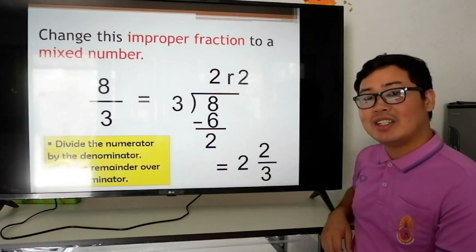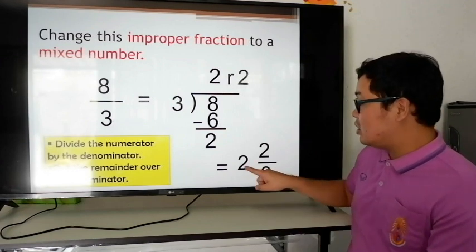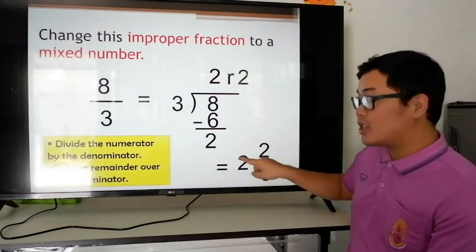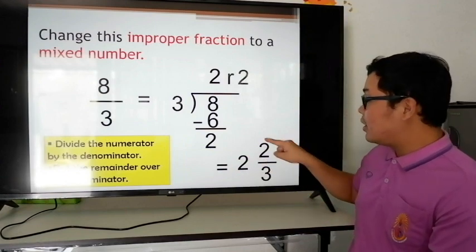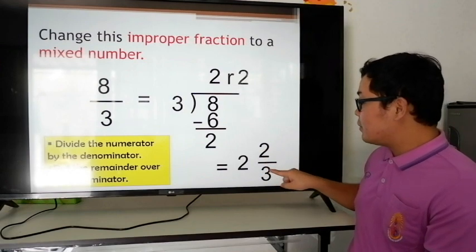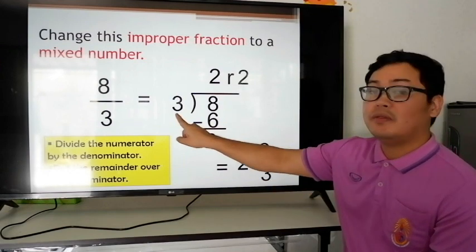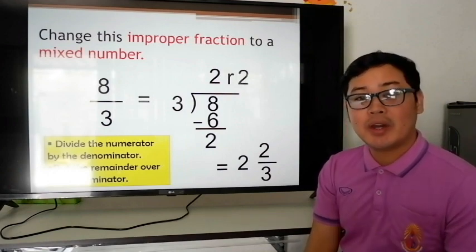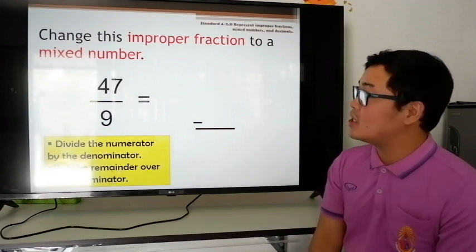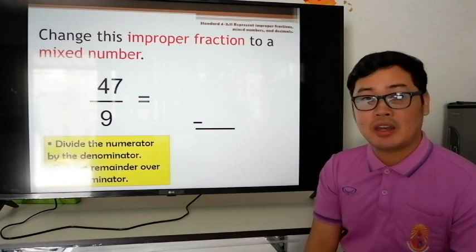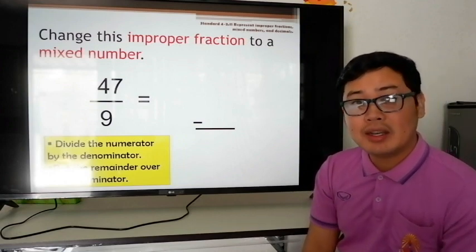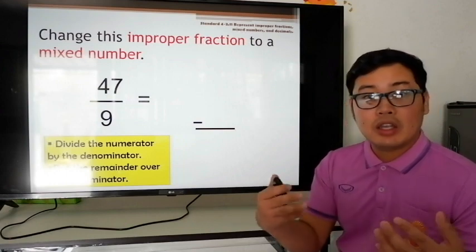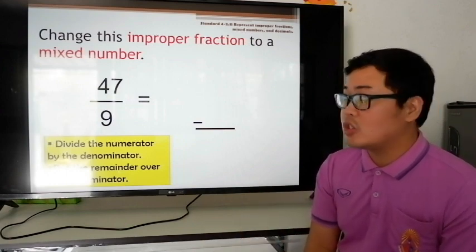Okay, do you understand, class? Don't forget that one. Okay, this should be our answer, this is our remainder, and this is our 3, 8 divided by 3. Okay, now I want to show another example. Okay, we have this improper fraction, 47 over 9. We write this one in a mixed fraction, go like this.